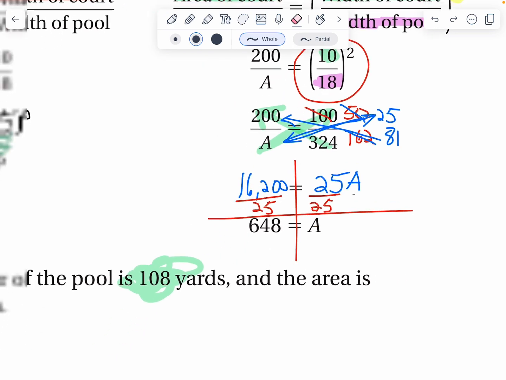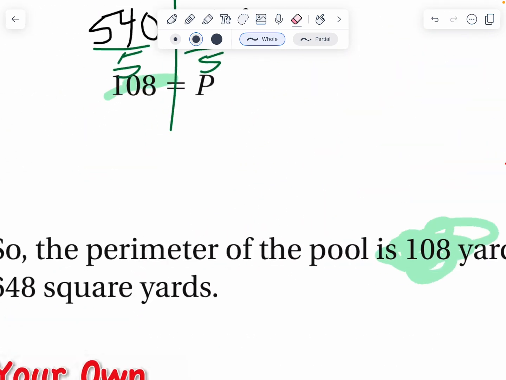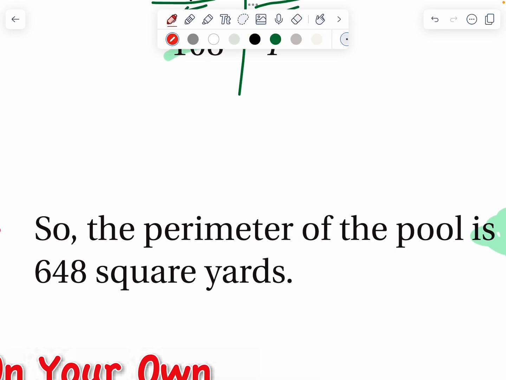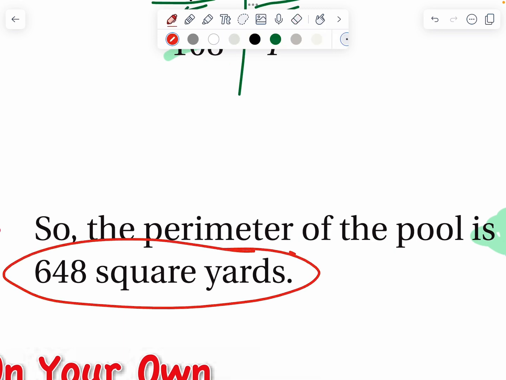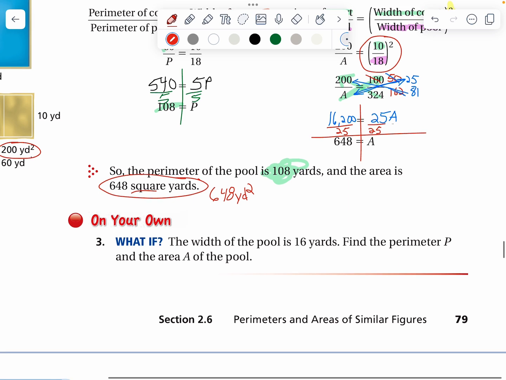648. What does that mean? That means that the area of the pool is 648 square yards. You could write it 648 yards squared, because area is always squared. It's square yards, okay? All right.